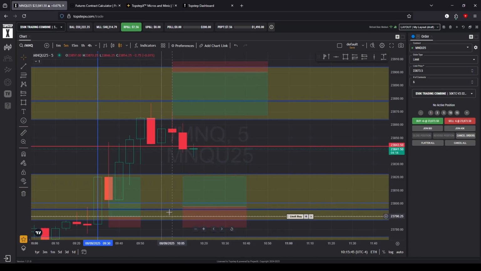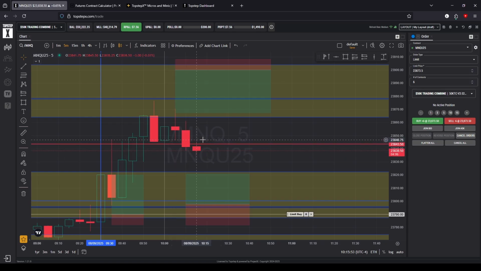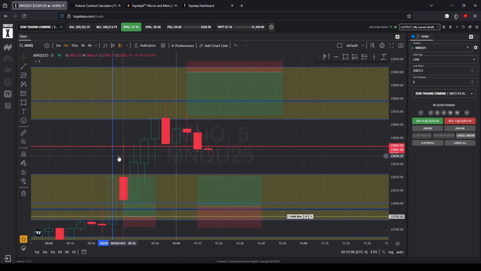I'd rather take trades from here to the red line or from here to the red line, and not from the red line to up here or down here, because this could consolidate for a while. I mean, it has been nearly 30 or 40 minutes, and this is all the movement that it has done.